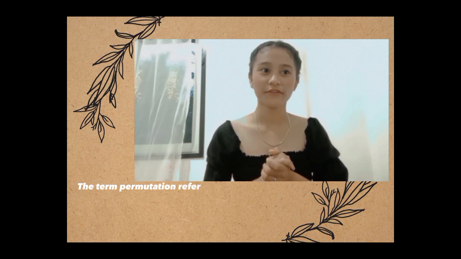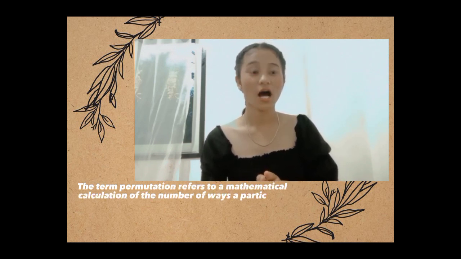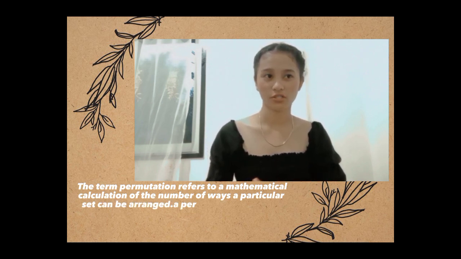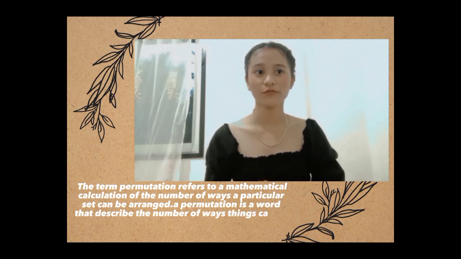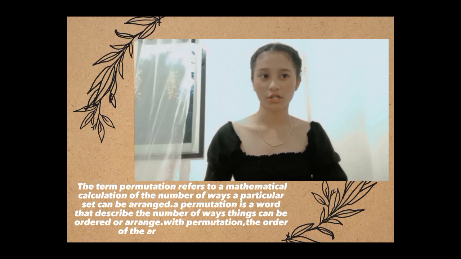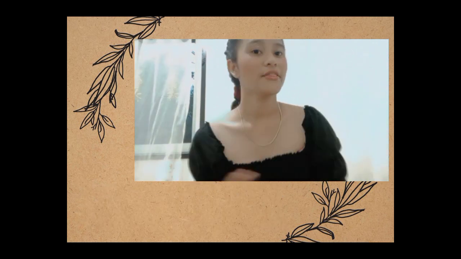The term permutation refers to a mathematical calculation of the number of ways a particular set can be arranged. A permutation is a word that describes the number of ways a thing can be ordered or arranged. With permutation, the order of arrangement matters. These are 5 examples of permutation.